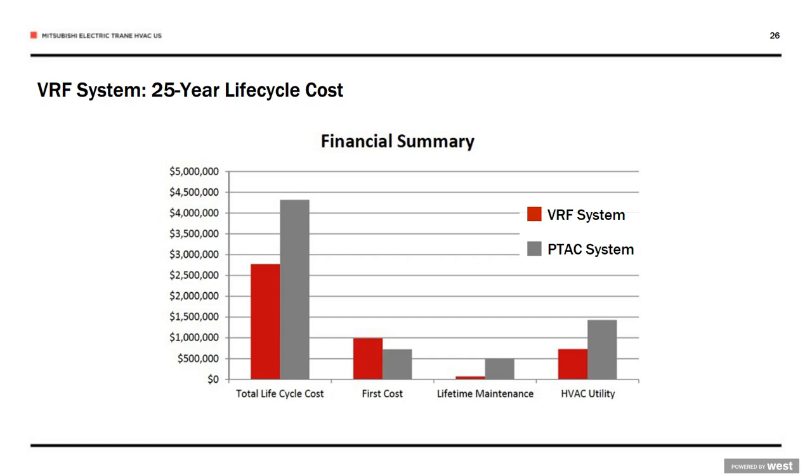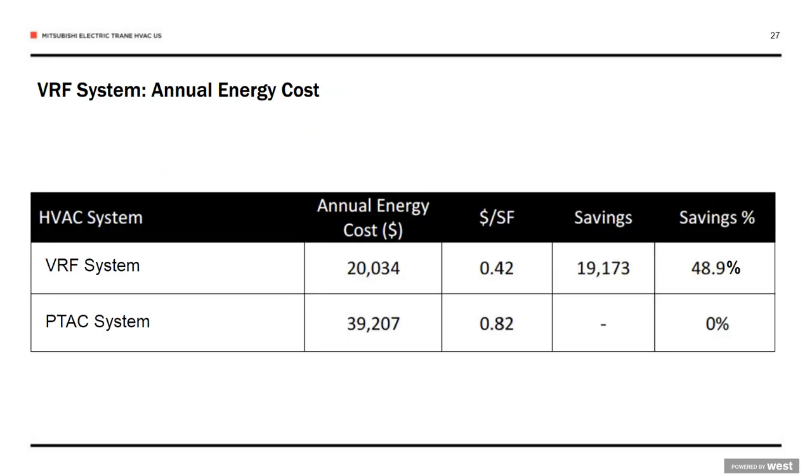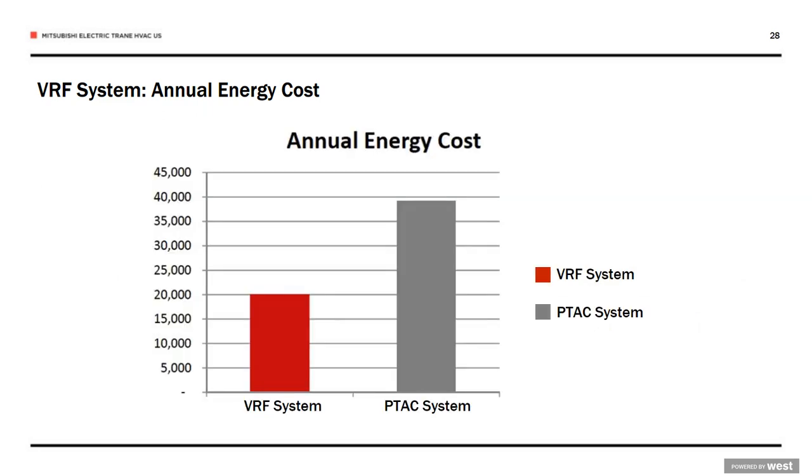First cost, you can see there's a slight premium for VRF versus PTAC system, but there's a substantial maintenance cost savings as well as utility savings. So looking at the energy costs a little bit closer, a VRF system on this particular hotel would cost you about $20,000 a year versus the PTAC, which is going to be almost $40,000 a year. Here it is graphically.